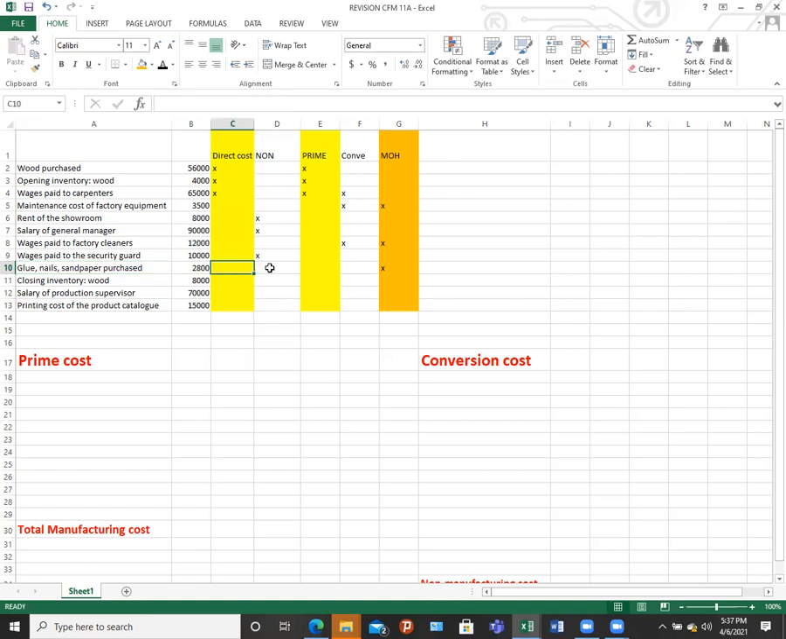Because now, guys, we can't trace the cost of glue. Just imagine. It's an indirect material. Yeah, it's indirect material. So why are you putting non-manufacturing?